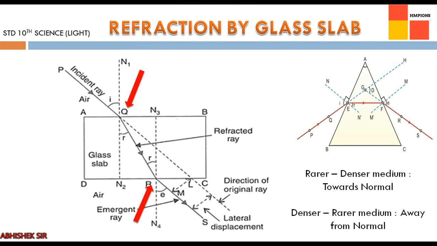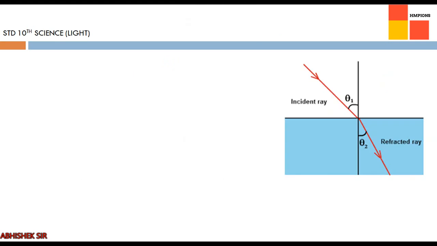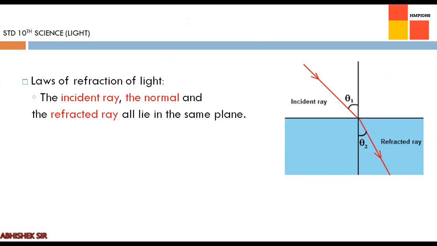Now, as you are familiar with the phenomenon of refraction of light, let us know what is the cause of this refraction. Refraction is due to the change in the speed of light as the light ray enters from one transparent medium to another. What is the keyword? Speed changes when the light ray moves from one medium to another. Now, experiments show that the refraction of light occurs according to certain laws. These laws are called laws of refraction.